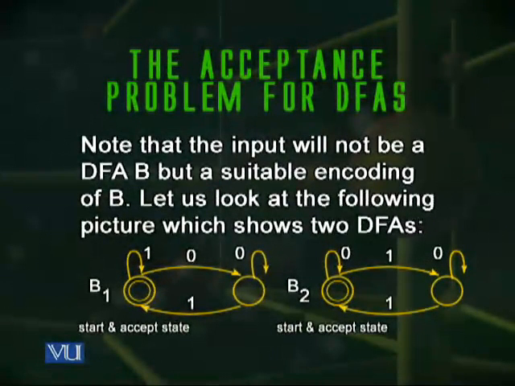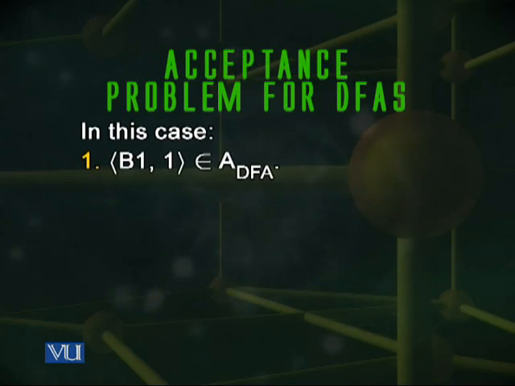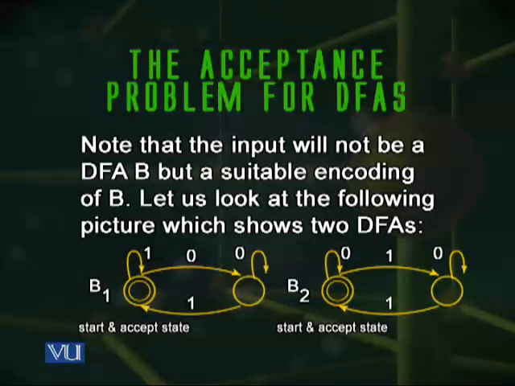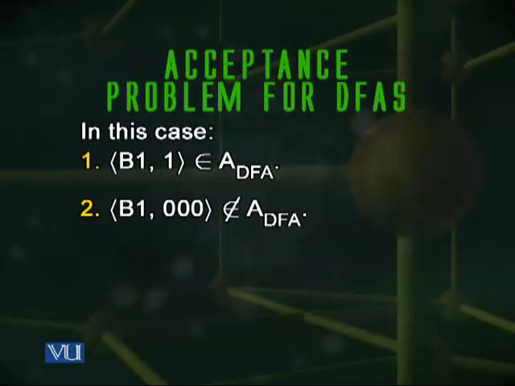Let's be clear and look at an example of the kind of things that are in this language. Let's look at a picture of two DFAs given on the slide. Both DFAs have two states, and as you can see, both are extremely simple. The DFA B1 will accept the string 1, so the encoding of B1, 1 is in A_DFA. However, the DFA B1 will not accept the string 0, 0, 0, so the encoding of B1, 0, 0, 0 is not in A_DFA.